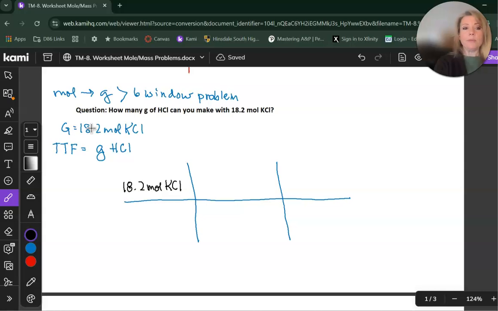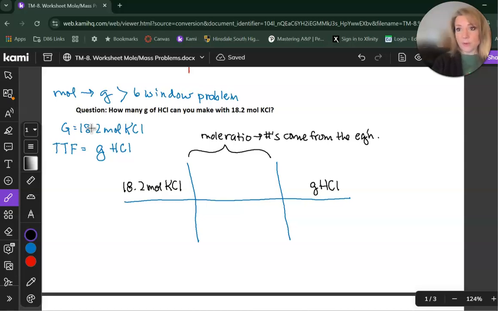Okay, what I'm trying to find is grams of HCl. So my trying to find always goes in the upper right-hand window. So that's what I wrote there. Now, I have to fill in the mole ratio. And remember that my numbers come from the equation.